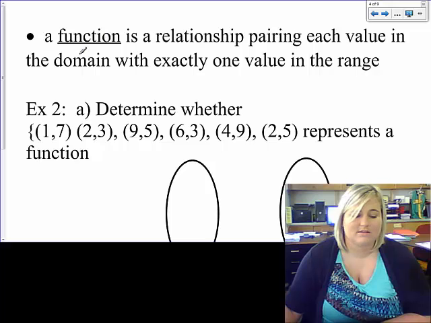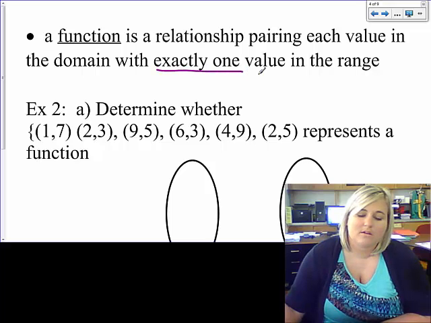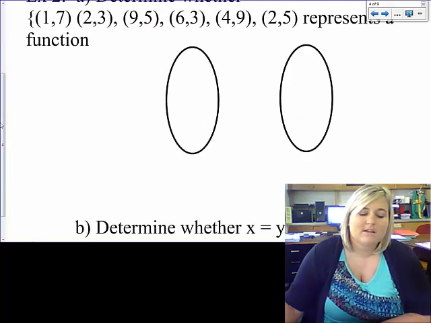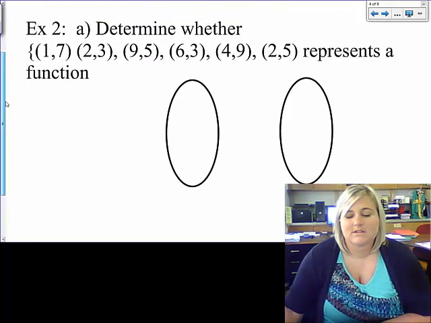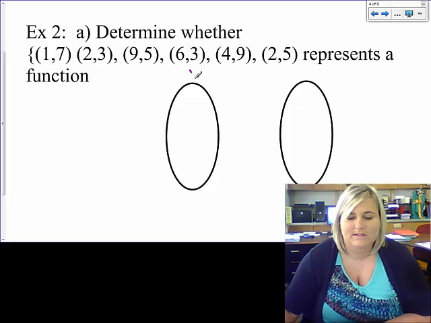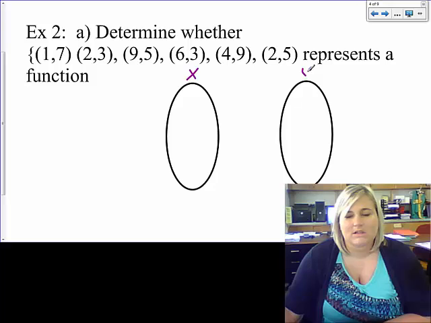A function is a relationship pairing each value in the domain with exactly 1 in the range. Okay, so we're going to use the ovals to determine whether this is a function or a relation. So my x, remember, is always in my first oval, my y is in my second oval.